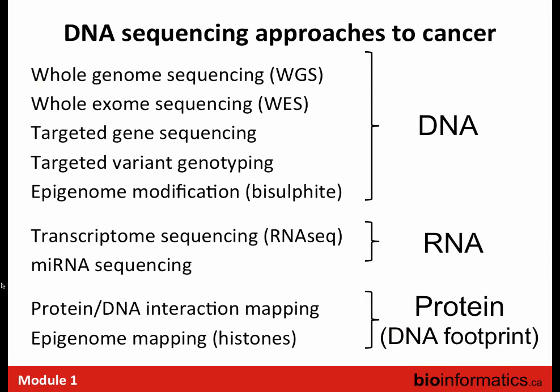So here's a list of DNA sequencing approaches to cancer, specifically whole genome and exome sequencing, targeted gene sequencing, variant genotyping, and epigenome. I've sort of binned these conceptually into DNA sequencing. These are all modifications to the DNA sequence. Following on with the central dogma, talking about RNA sequencing, both microRNA and whole transcriptome sequencing. And then finally, you can actually have a readout of protein modifications as well in the form of mapping protein-DNA interactions, things like RIP-seq, CLIP-seq, and epigenetic mapping, ATAC-seq, looking for open chromatin regions versus closed, really trying to get at where nucleosomes are mapped.